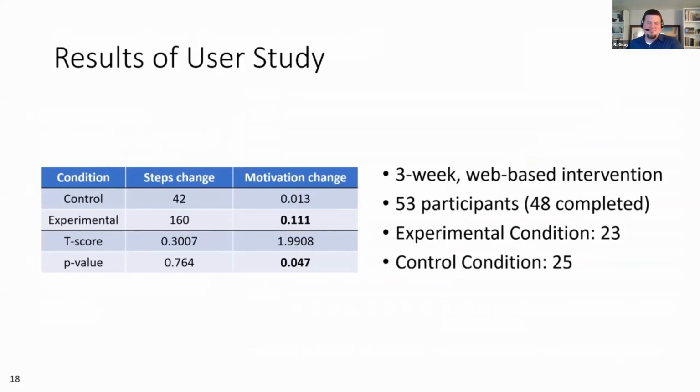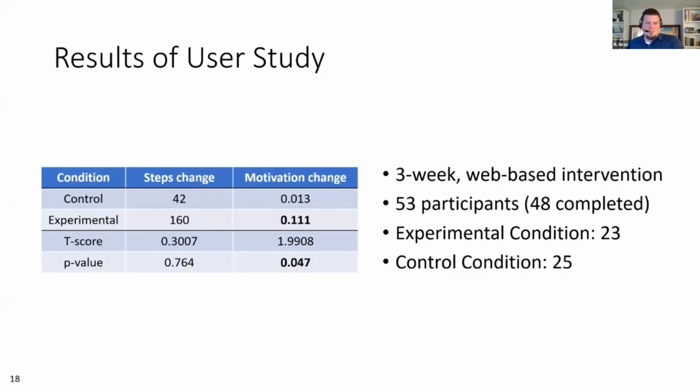Results are shown in this table, where participants in the control group saw an average of 42 extra steps on the days of their sessions, compared to 160 extra steps for participants in the experimental group. This was not found to be significant, but it perhaps represents a trend. However, the change in motivation before and after the comparison activity did demonstrate a statistically significant difference in favor of the experimental group.